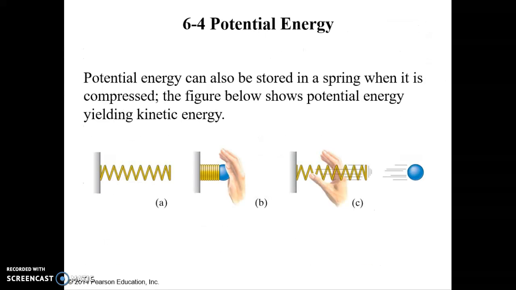Another type of potential energy is elastic potential energy. Elastic potential energy can be created by springs. When you compress or stretch out a spring, you're storing energy, because as soon as you let go of the spring, the object begins to move. And once again, stored potential energy transforms into kinetic energy.